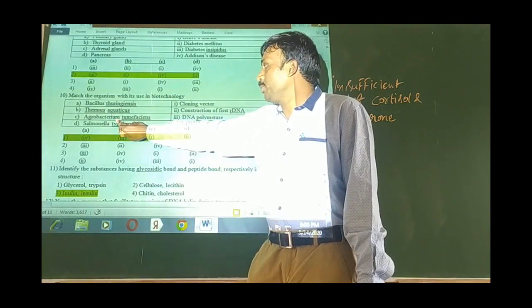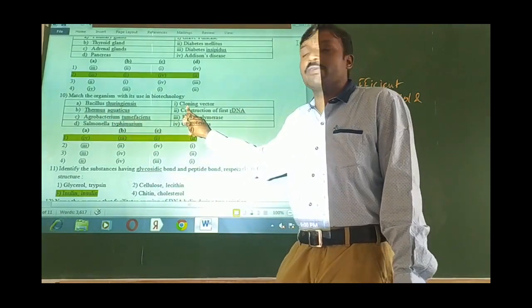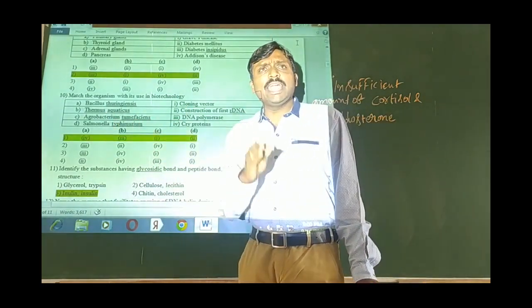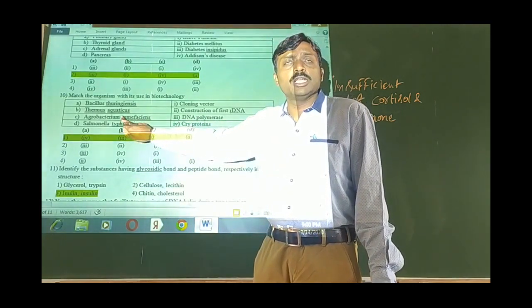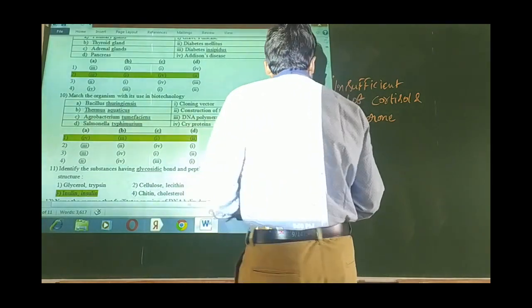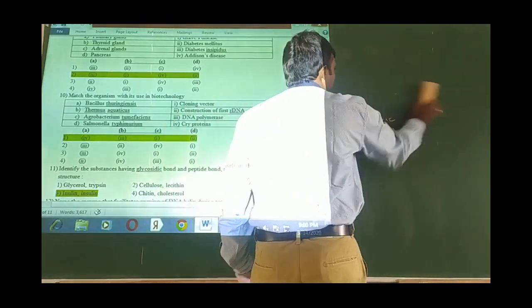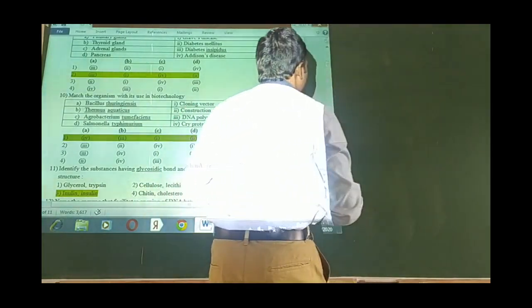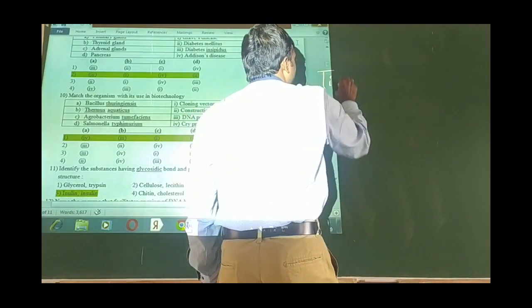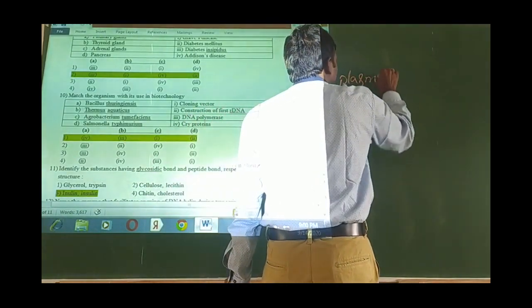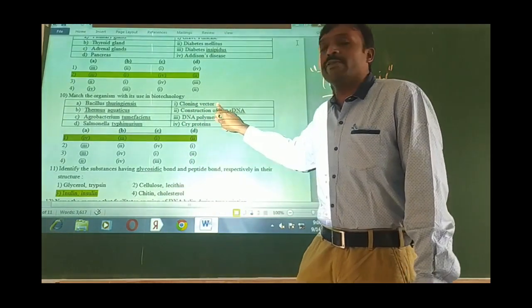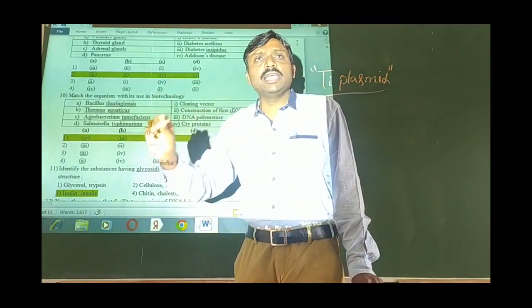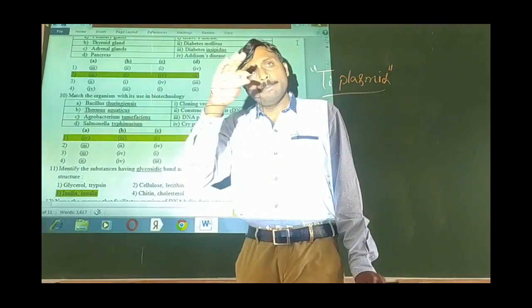Then Agrobacterium tumefaciens is used as a cloning vector. Many dicot plants are attacked by this Agrobacterium tumefaciens. In it we see something called the Ti plasmid, tumor inducing plasmid. This Ti plasmid is altered under genetic engineering techniques, and it is used as a cloning vector to introduce alien genes or foreign genes into plants.